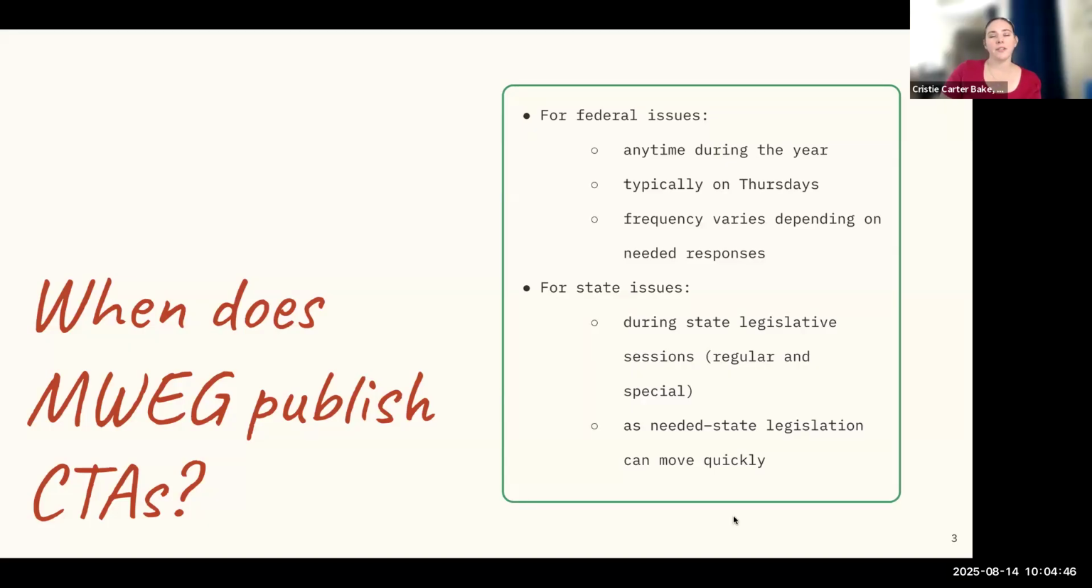And the frequency of federal CTAs just depends on what we need and what's going on. So this summer we had quite a few. If you were following along with us, we had several calls to action related to the reconciliation package, and then another one related to rescissions. So we had 3 or 4 there in a very short amount of time. But Congress is on recess right now, and so we haven't had one recently.